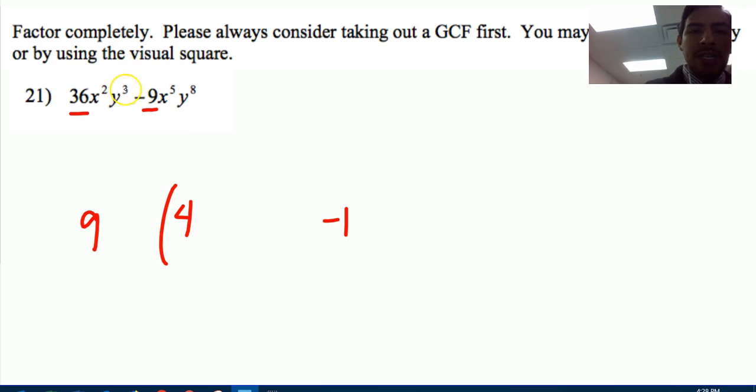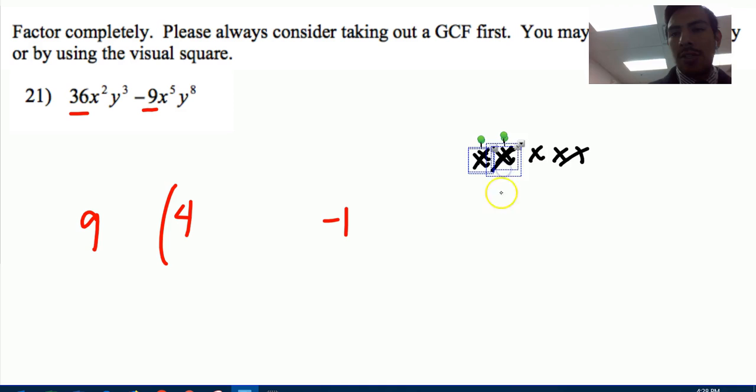All right, now the x's. I'm looking at my x's and I see I've got 2 x's and I've got 5 x's. So the most I can take out are these two. I can only take 2 x's out, with 3 x's left over in this term. That means there are no more x's in the first term, but there are 3 x's left over in the second term.